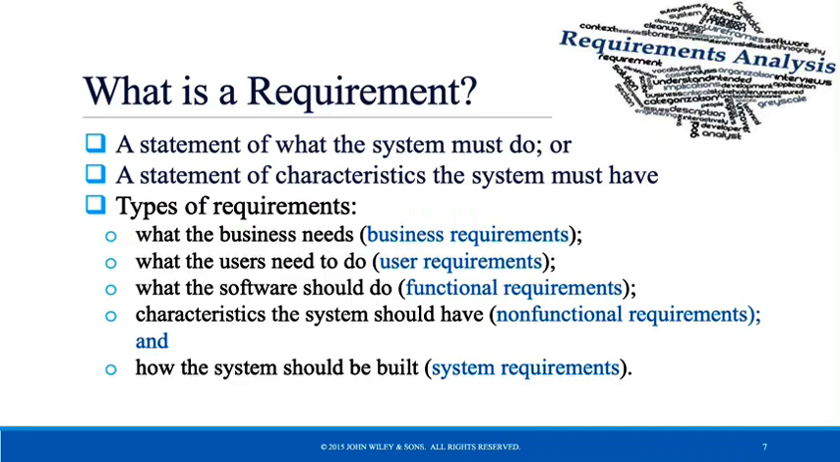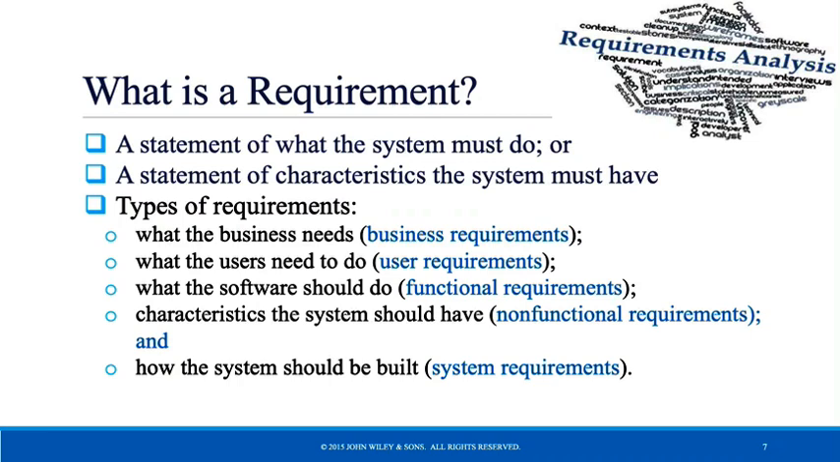We have business requirements, which are about what the business needs are from the system. We have user requirements, which is what end user is seeking from the system. We have functional requirement, which is any feature, any functionality that the software must have. And then non-functional requirement, which is the characteristics of the system at hand. And finally, we have system requirements, which is the ways a system should be built.